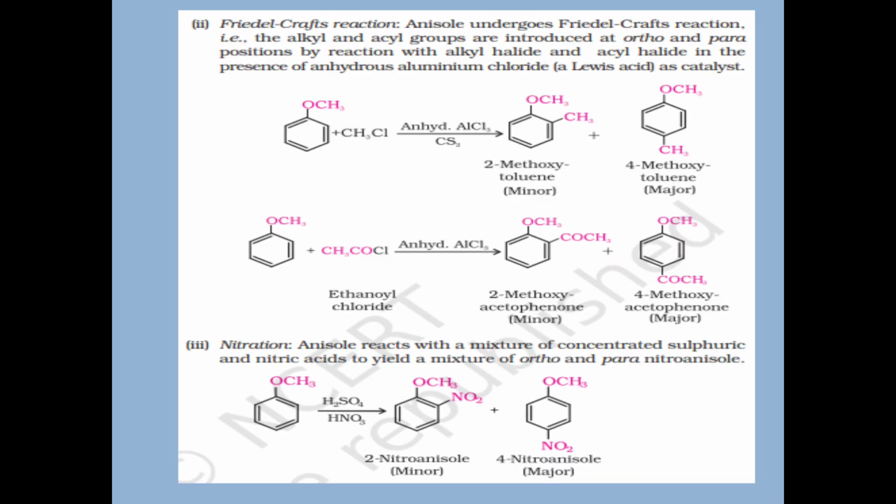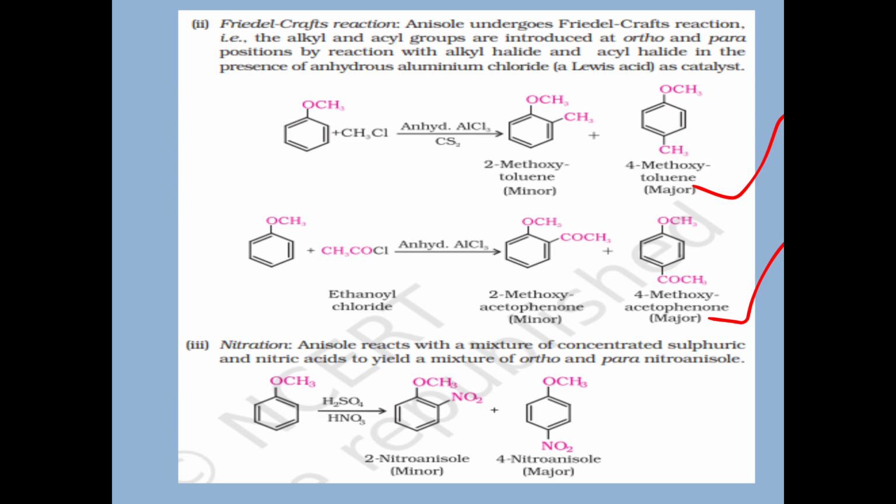Next come to the Friedel-Crafts alkylation reaction. This will be the major product. Next come to the Friedel-Crafts acylation reaction. Here the catalyst is anhydrous AlCl3, and for alkylation an alkyl halide is taken, and for acylation it will be an acyl chloride.